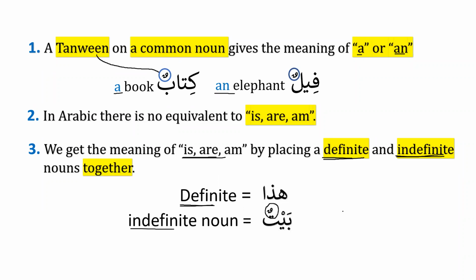So when we put these two nouns together, hada and baytun, now it becomes a complete sentence, and the meaning will be, this is a house. So how do we get the meaning of is? Basically, we put two nouns together, definite and indefinite, and ultimately we get the meaning of a complete sentence in English. So it becomes, this is a house.